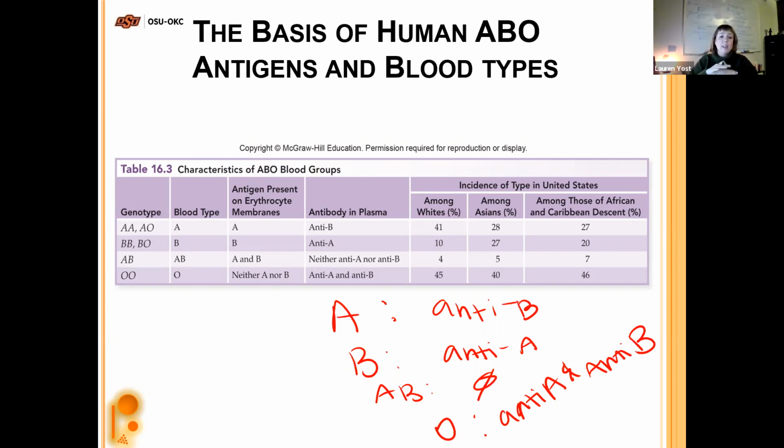If you're an A and I give you an O, what would happen? Nothing. You don't have anti-O antibodies. But if you're a B and I give you O, nothing. So O is the universal donor type. AB, since it doesn't have antibodies against anything naturally, you can give it anything. So AB is a universal recipient. So that's how that works.